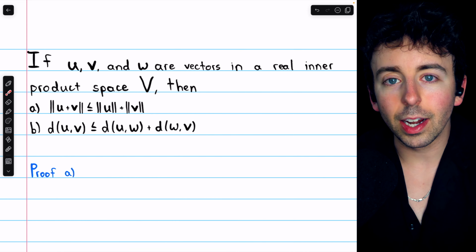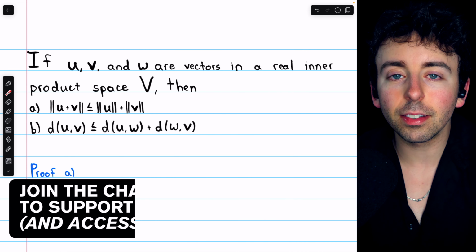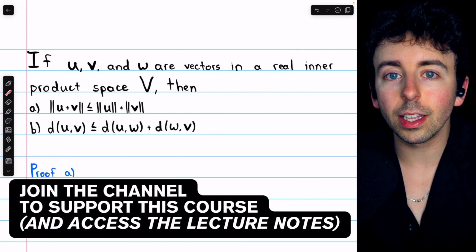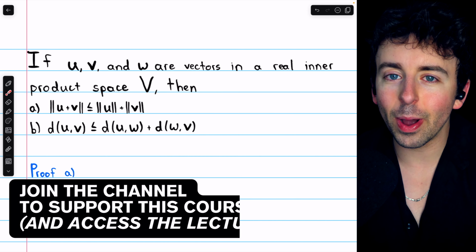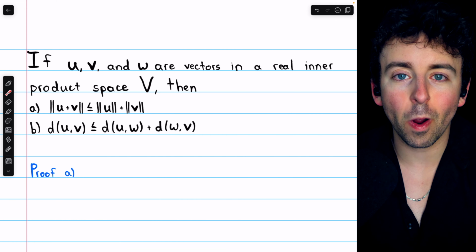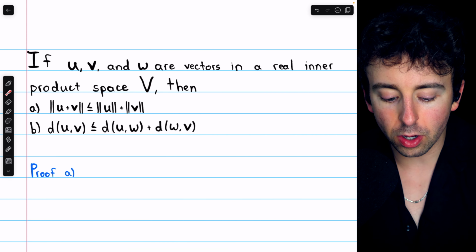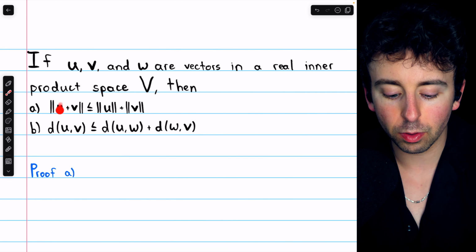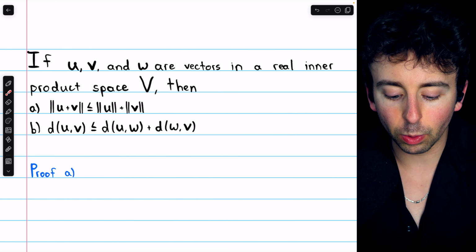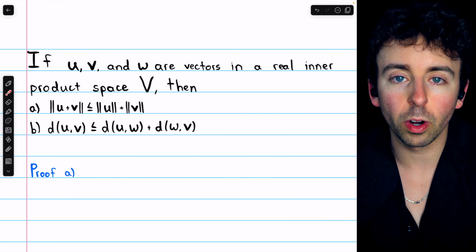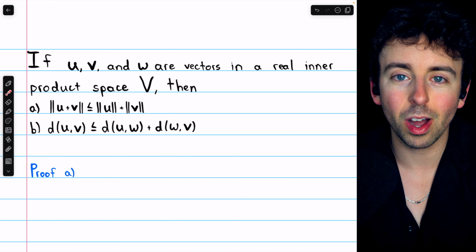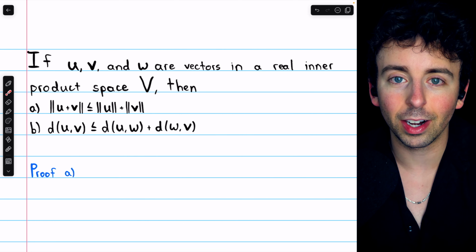Now that we've defined the norm of a vector and the distance between vectors in a real inner product space, we can go ahead and prove the familiar triangle inequality in this new context. We'll prove that the norm of the sum of two vectors u and v is less than or equal to the sum of their norms. That's the familiar triangle inequality in the context of an inner product space.